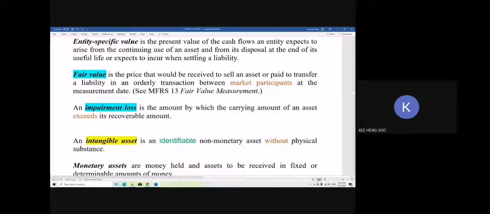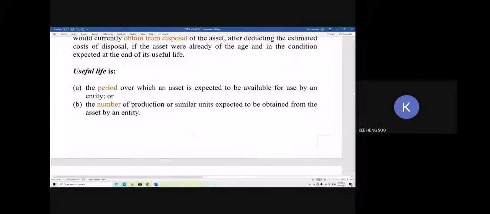This entity-specific value you cover at the degree level because you're talking about present value or cash flow aspect from the continuing use of the asset and from the disposal. This one is actually your value in use. Okay. Next.